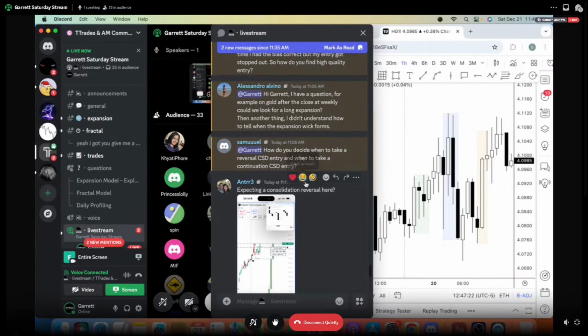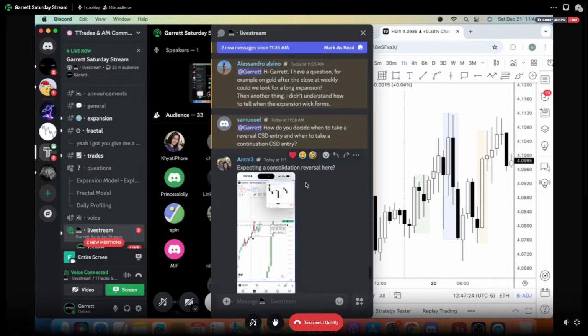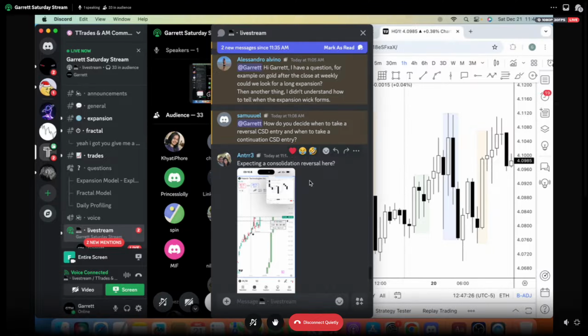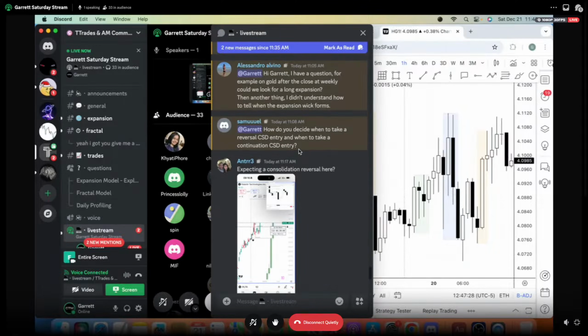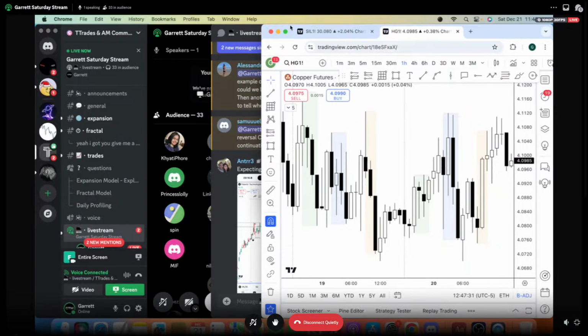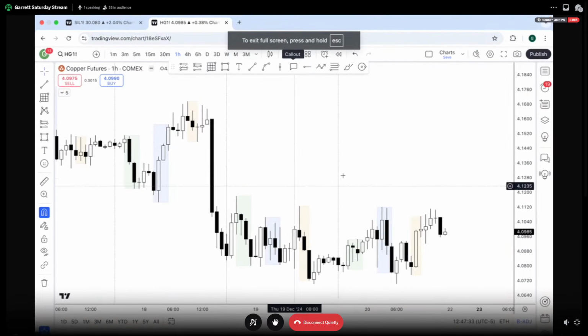How do you decide when to take a reversal CSD and when to take a continuation CSD? Okay, hold on. Sure. So it has to be in a relevant area, right?